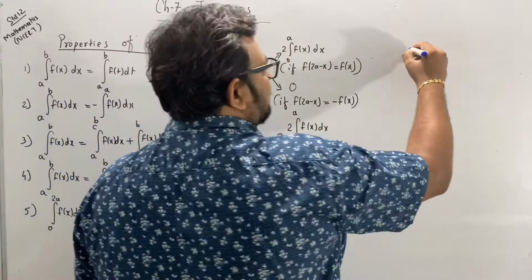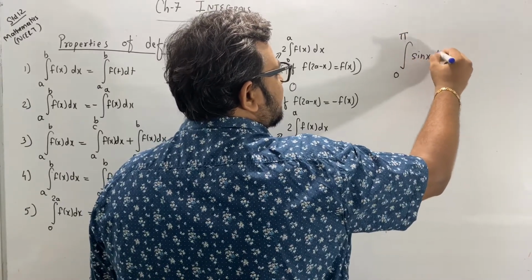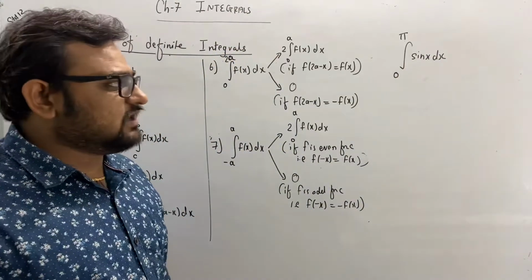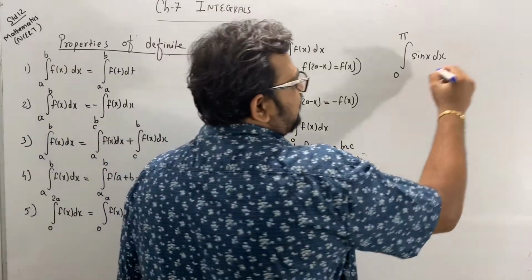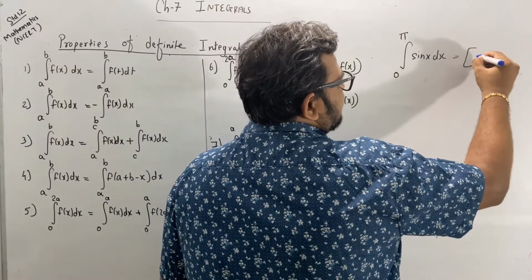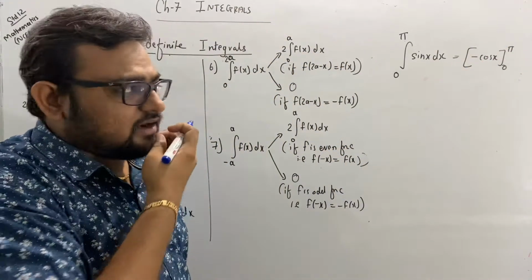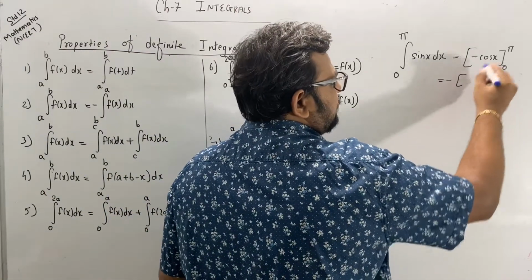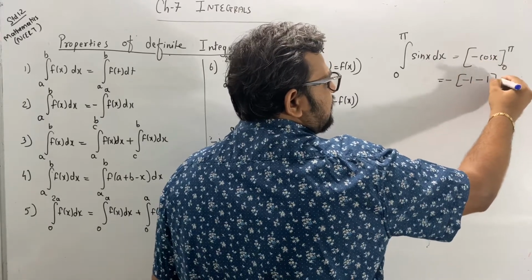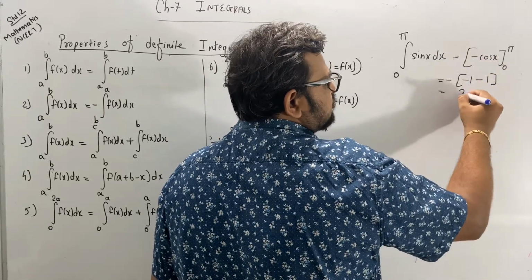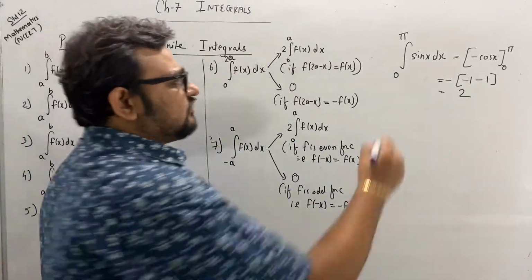So let's take one example: integral 0 to pi sin x dx. Clear? So first let's solve it directly. So what will be its integration? Integration of sin x is minus cos x, 0 to pi. Clear? So let's take minus outside. Putting cos pi, minus 1, minus cos 0, 1. So it's minus of minus 2, plus 2. Clear?